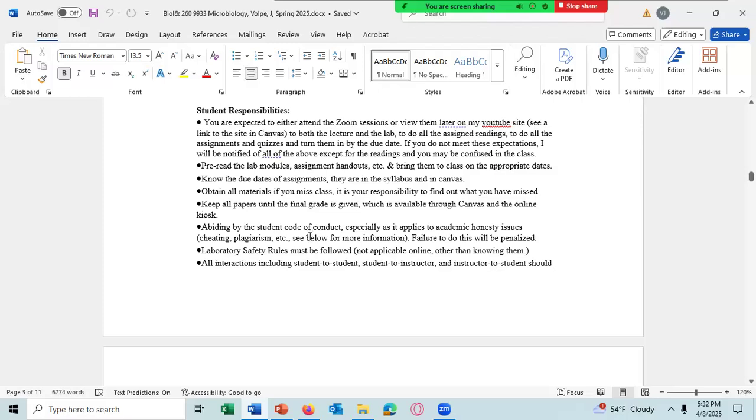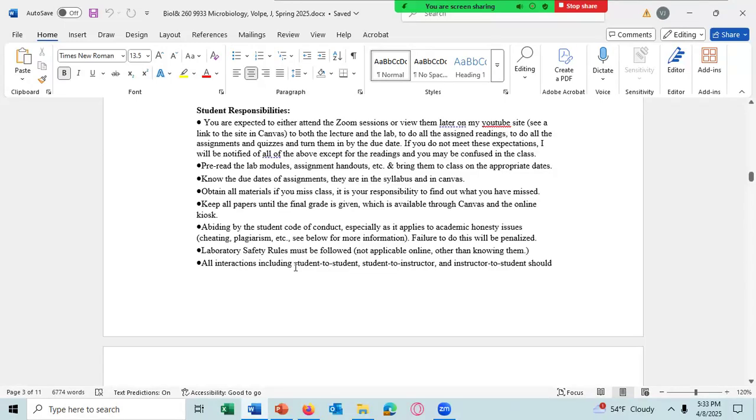You must abide by the student code of conduct, especially as it applies to academic honesty issues. Cheating and plagiarism are not allowed in college. Failure to do this, you will get penalized. For example, if you plagiarize an assignment and I detect it, you may get a 0 on that assignment. Laboratory safety rules must be followed. Obviously, this is not applicable to an online class, but you must know the lab safety rules. You will be quizzed on them.